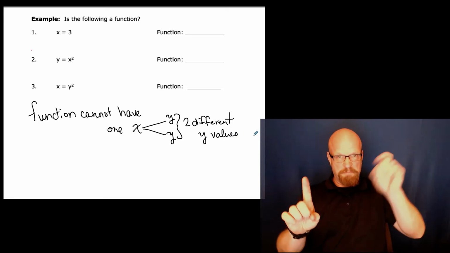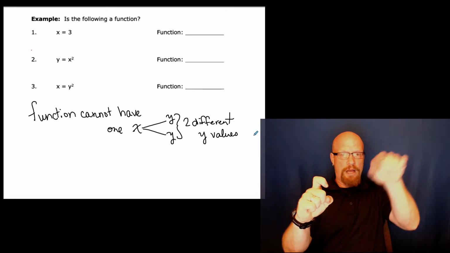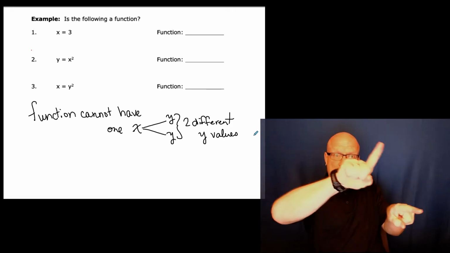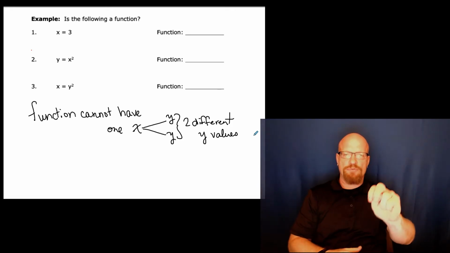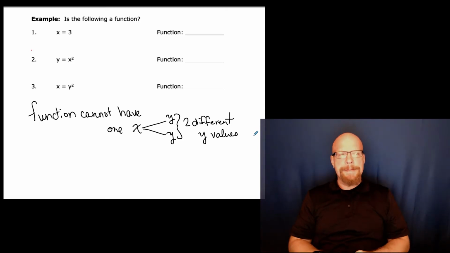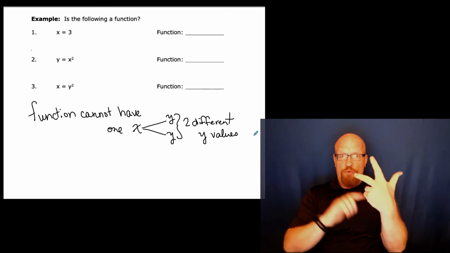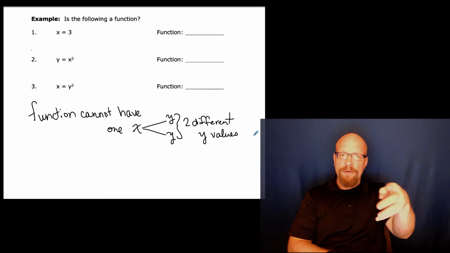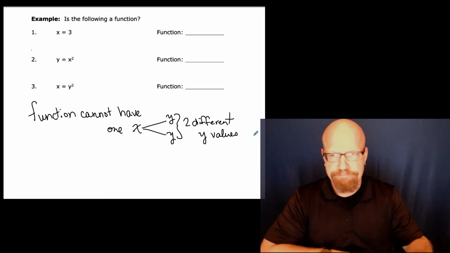Okay, that's clear. Now, if we have one x, we can't have two different answers for y. So if that happens, it's not a function. So the first example is x equals 3. If x equals 3, always, what does the graph even look like?